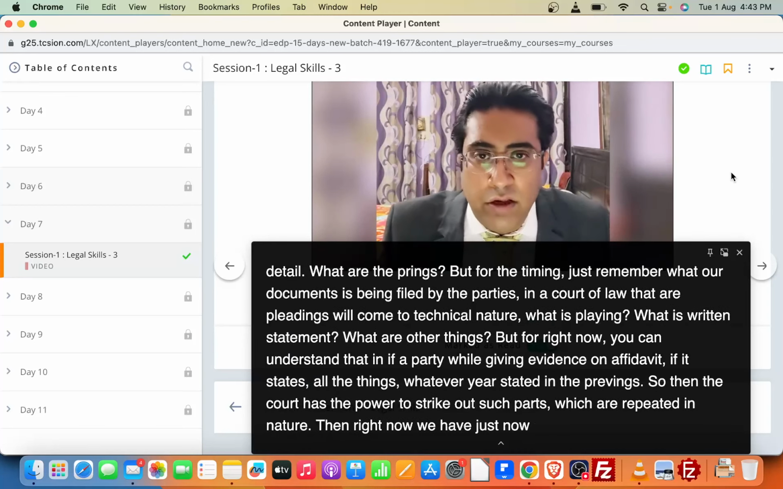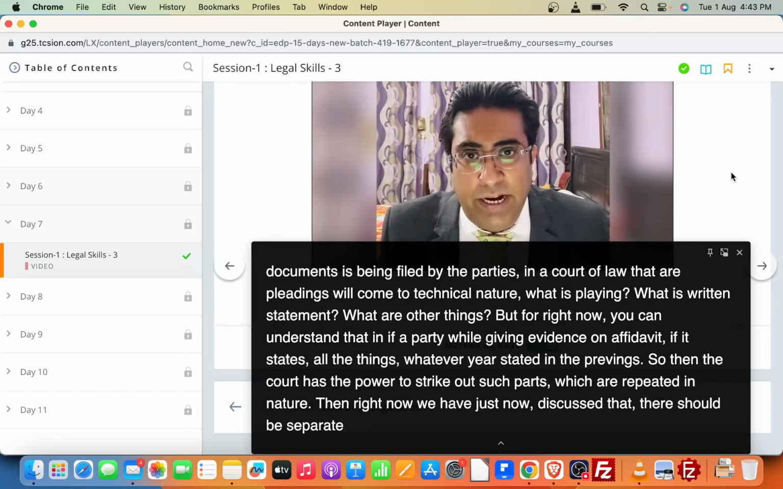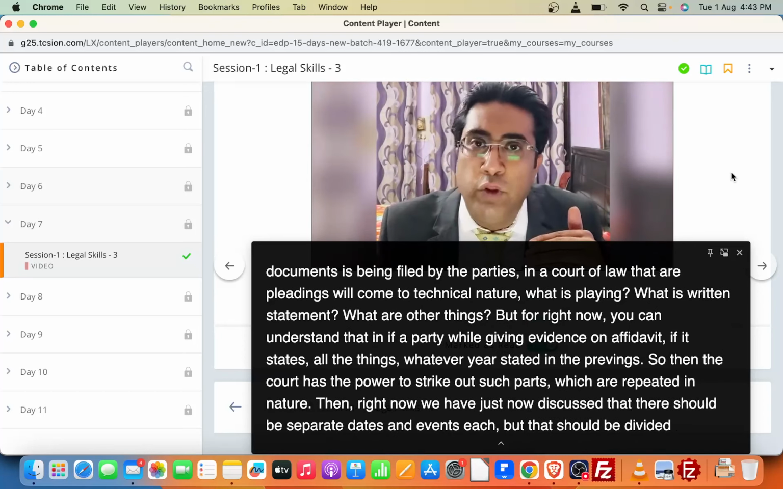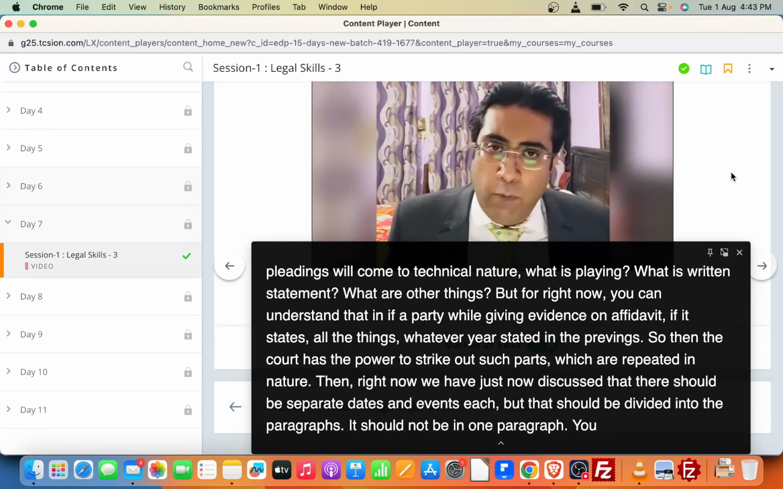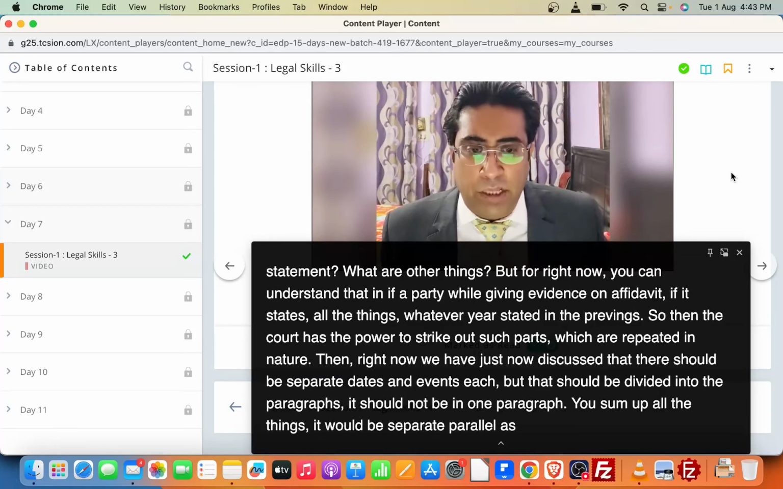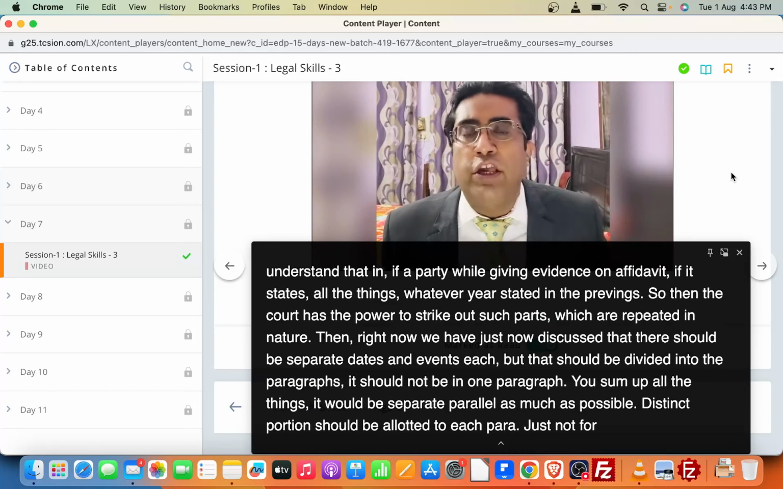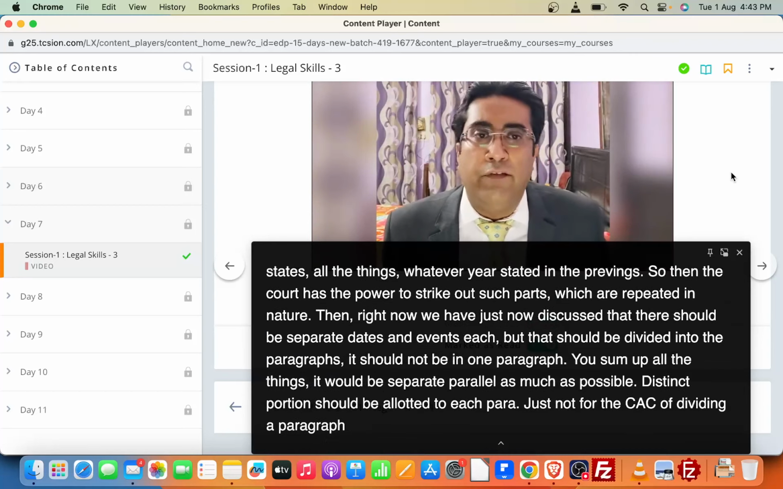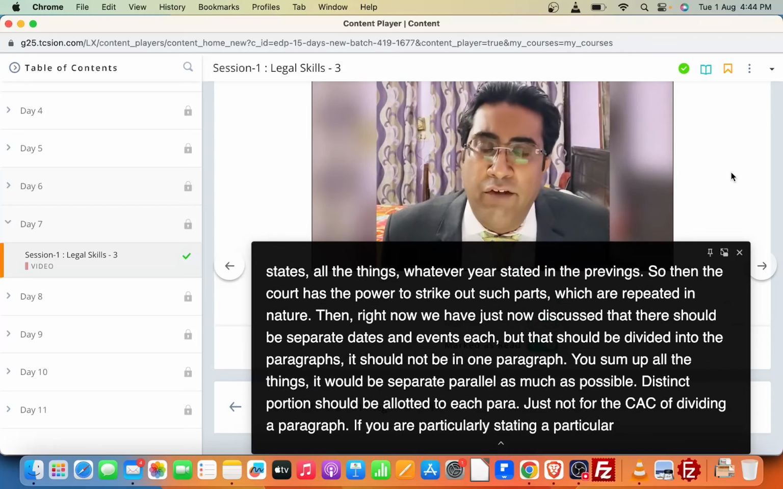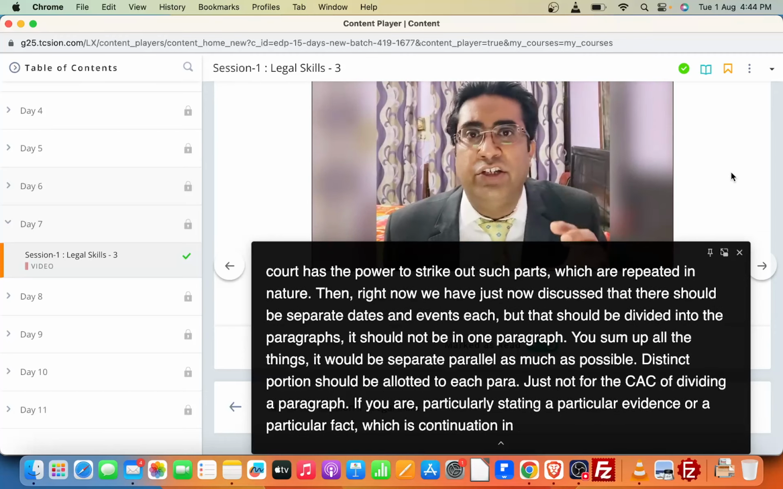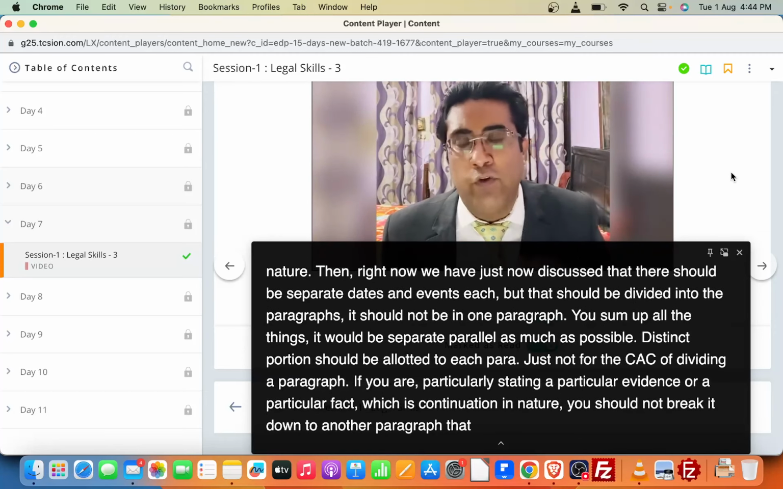Right now we have just discussed that there should be separate dates and events, but that should be divided into paragraphs. It should not be that in one paragraph you sum up all the things. It should be a separate paragraph. As much as possible, a distinct portion should be allotted to each para, not just for the sake of dividing a paragraph. If you are stating a particular evidence or a particular fact which is continuation in nature, you should not break it down into another paragraph. That should be in one paragraph.